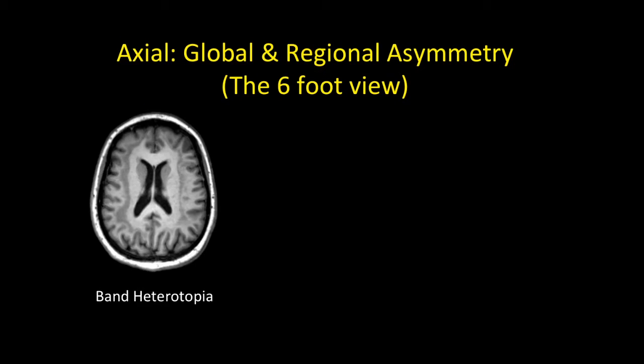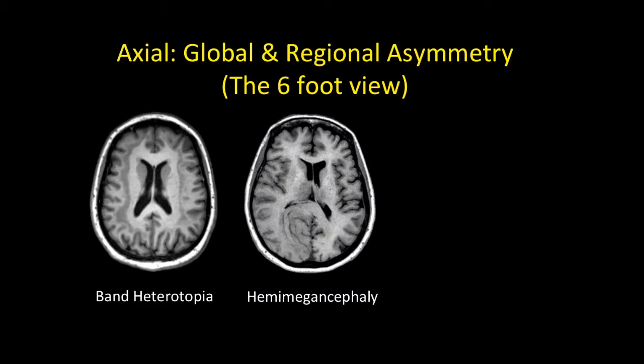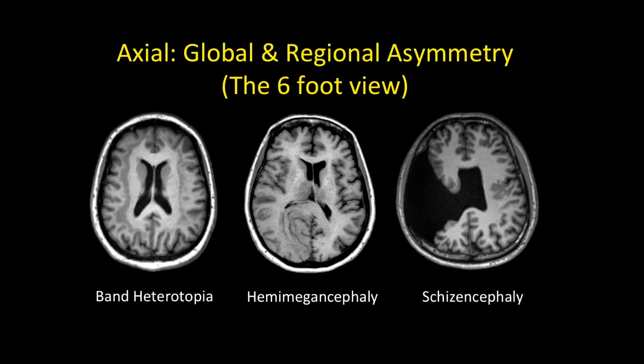Alright, and then last, on the axial MPRAGE, I'm going to look at the brain, kind of like take a step back, a 6-foot view, and just look at global and regional asymmetry. Here's a case of band heterotopia. Here's a case of right occipital hemimegalencephaly with accelerated myelination. And here's a case of schizencephaly.